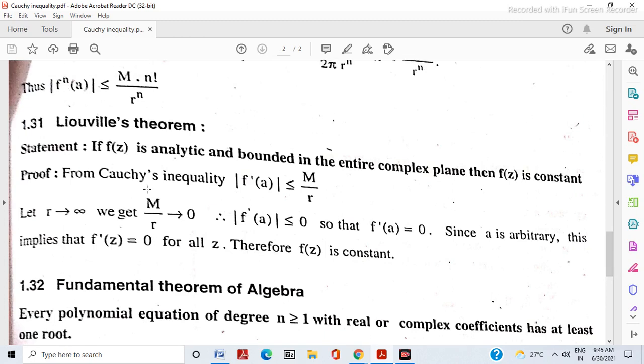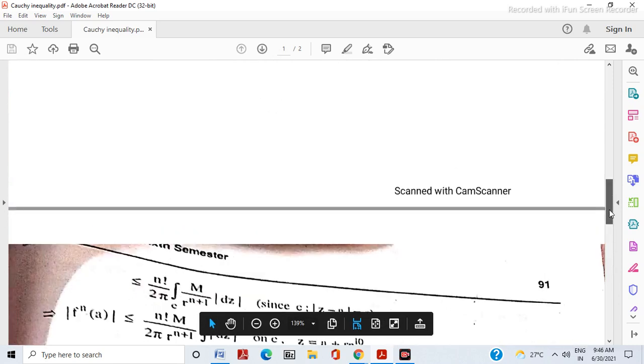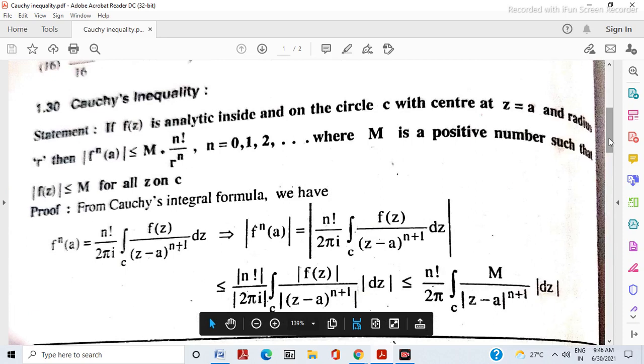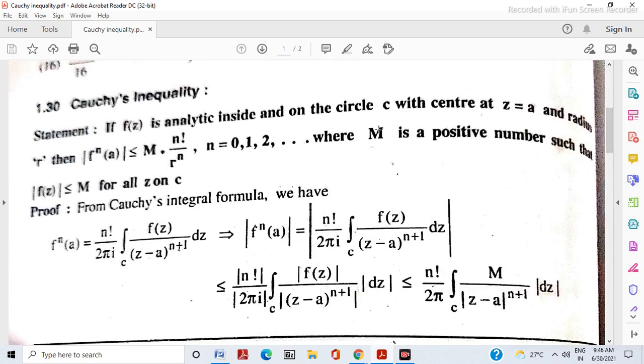First, you should write Cauchy's inequality. For the exam, from Cauchy's inequality, you should write the statement of Cauchy's inequality. What should you write? If f(z) is analytic inside and on a circle C with center at z = a and radius r, and modulus of f(z) is less than or equal to M, then modulus of f^(n)(a) is less than or equal to M n! by r^n.